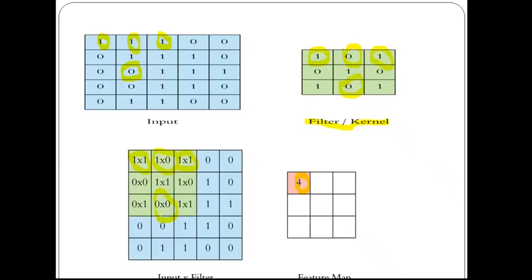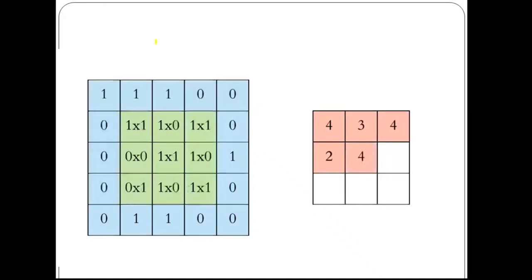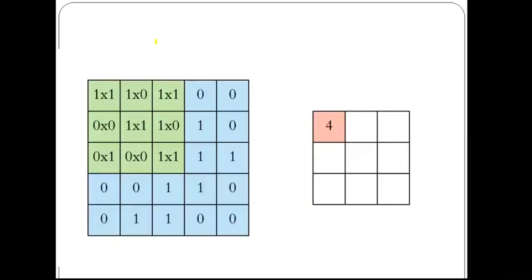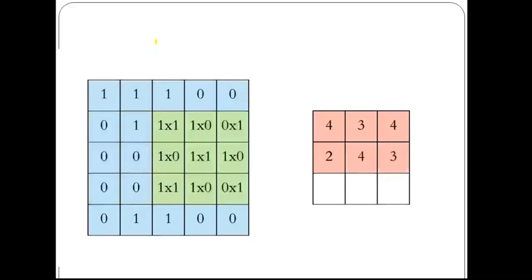So instead of a 9 by 9 matrix, a single value 4 is received. Then we shift this filter by 1 row and 1 column. The next filter will be applied here. It is shown in the next slide. You can see this filter is applied, and instead of a 3 by 3 matrix, now we are getting only one value, and now our matrix size is being reduced from 5 by 5 to 3 by 3.